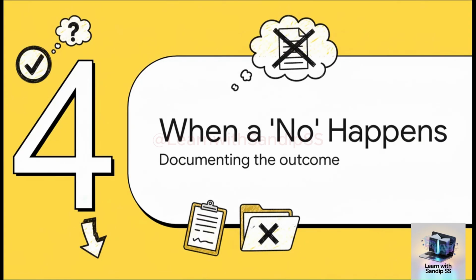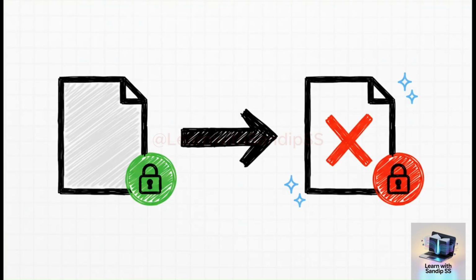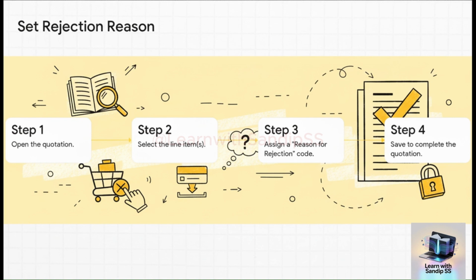But let's be real for a second. Not every single quote turns into an order. So what do you do when the customer says no? Well, it's actually really important to document that outcome correctly in the system. See, when a customer decides not to move forward, you can't just leave that quote hanging open in the system forever. If you want clean data and accurate sales reports, that document needs to be officially closed out. And the process for doing this is dead simple. You just go into the quotation and you assign a reason for rejection to the items they said no to. Once you save it, the document is complete and it's off your list of open sales items.